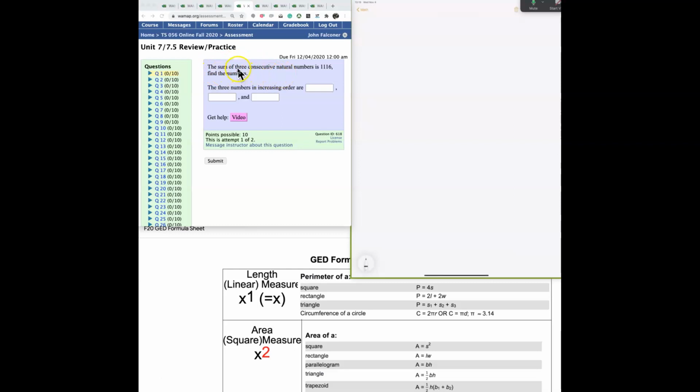So they're talking about three consecutive natural numbers. Natural numbers are usually the counting numbers. They don't always include zero, but we'll think of like 1 through 10,000, numbers like that. And we're going to use letters to represent them. We'll start just by saying x plus y plus z is equal to 1,116. And that's all the information they give us.